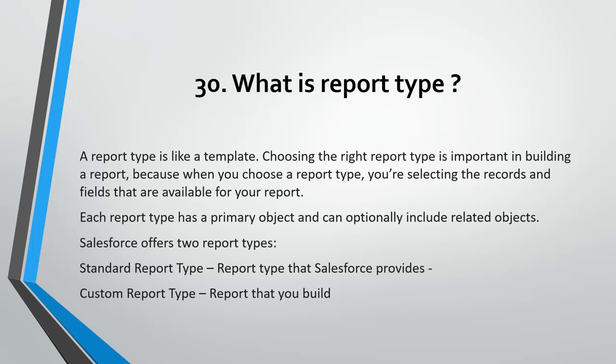What is a report type? A report type is like a template. Choosing the right report type is important in building a report, because when you choose a report type, you are selecting the records and fields that are available for your report. Each report type has a primary object and can optionally include related objects. Salesforce offers two report types: standard report types that Salesforce provides, and custom report types that you build as per your business requirement.